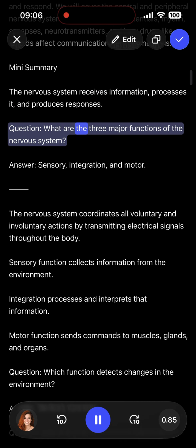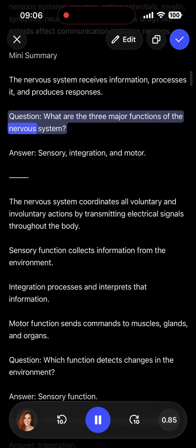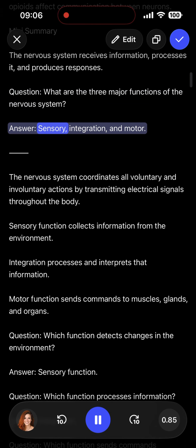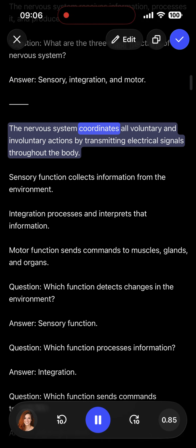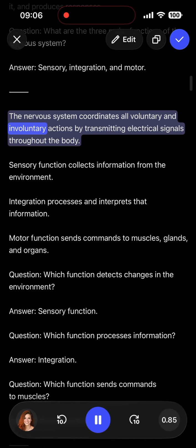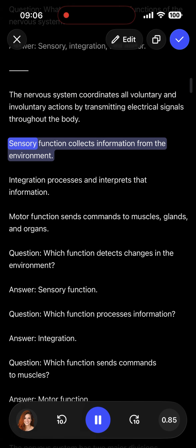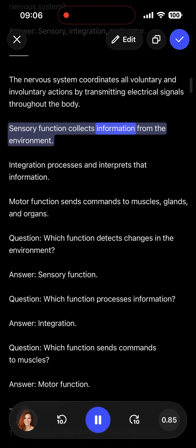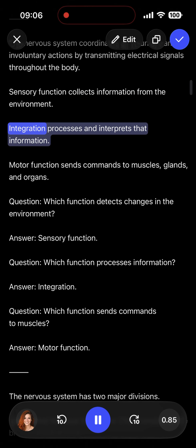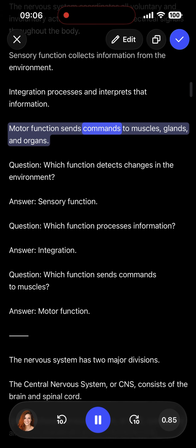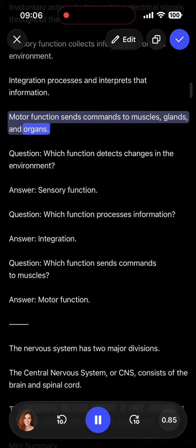Question. What are the three major functions of the nervous system? Answer. Sensory, integration, and motor. The nervous system coordinates all voluntary and involuntary actions by transmitting electrical signals throughout the body. Sensory function collects information from the environment. Integration processes and interprets that information. Motor function sends commands to muscles, glands, and organs.